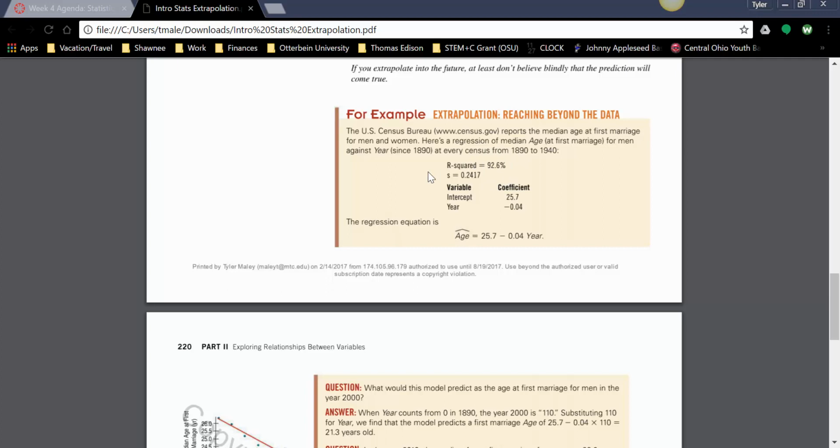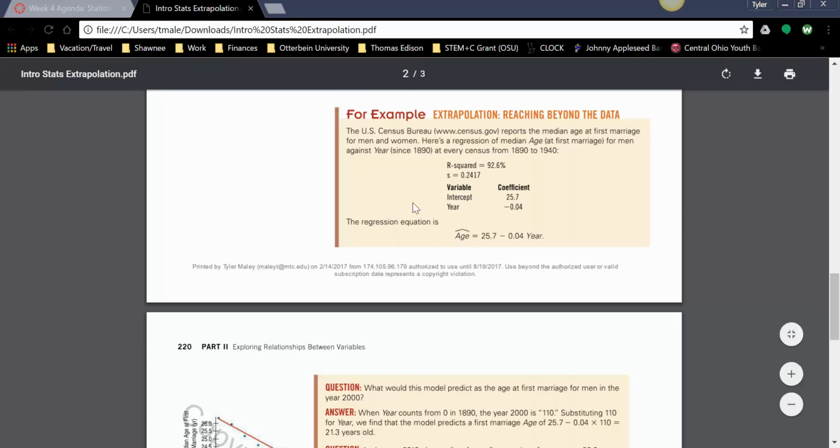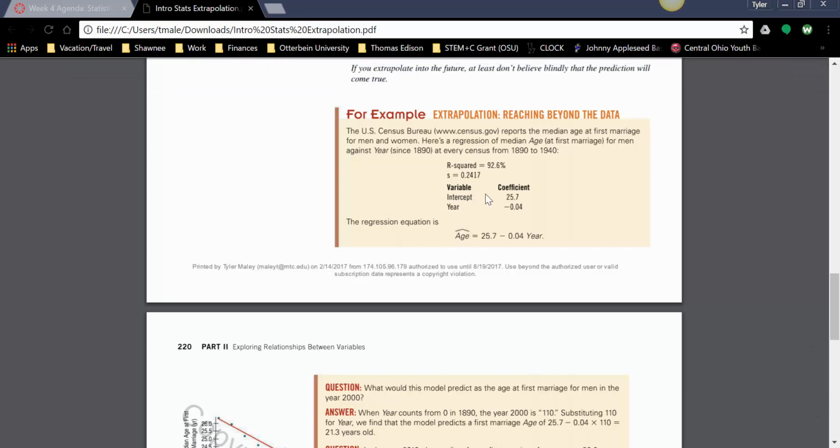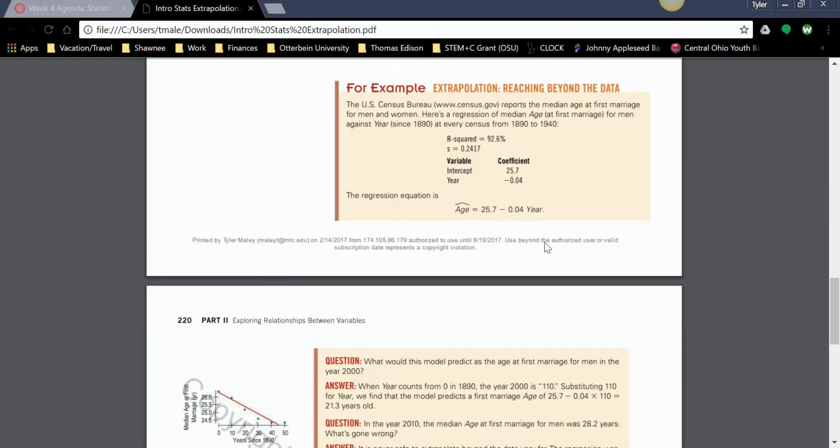So that's good. And then we're given the intercept, and the coefficient for the year, so that's the slope. So here's the regression equation that's provided. We have the average age equals 25.7 minus 0.04 times year, our variable year.